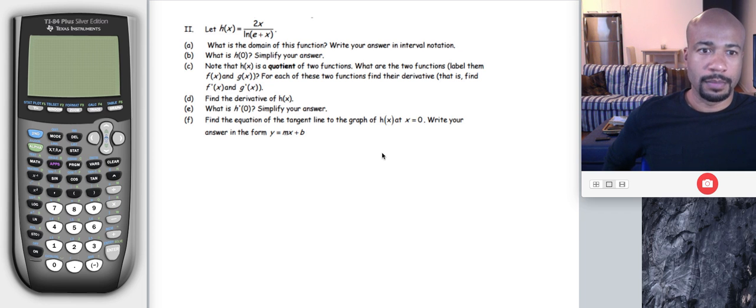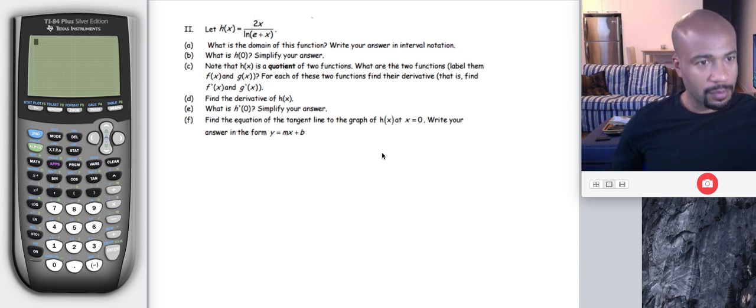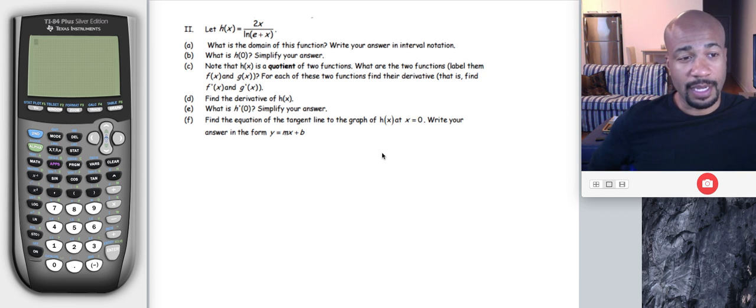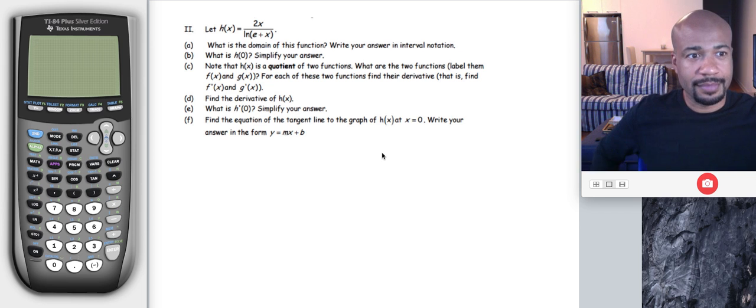But I prefer to change a quotient rule to a product rule problem any day. That's what I would like to do. That's what I prefer to do. But I mean, this is what she wants, so let's give her what she wants.